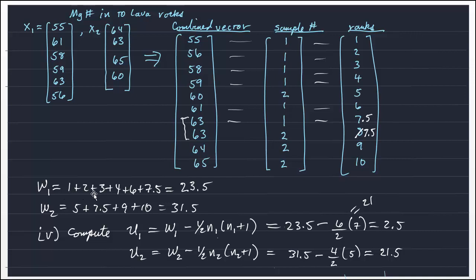So the rank sum for sample 1 was, in this case, 23.5, and we calculated the rank sum for sample 2, which happened to be 31.5.